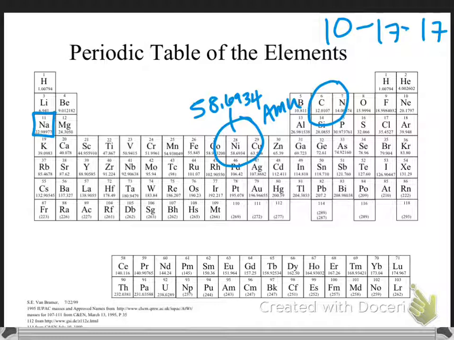Take a look at cobalt, if you would be so kind. What do you think the most common isotope of cobalt is? It looks like it should be 59. I'm not sure. There are some elements where, in fact, the nearest whole number is not the most common isotope, where it might be, there's a lot of cobalt-58 and a lot of cobalt-60, and it averages close to 59. The only way to verify those is looking them up. You're never going to remember those.